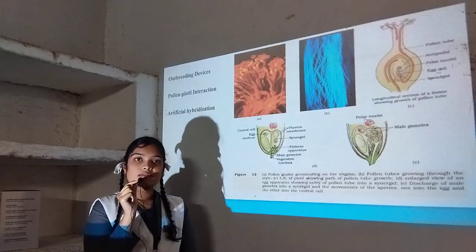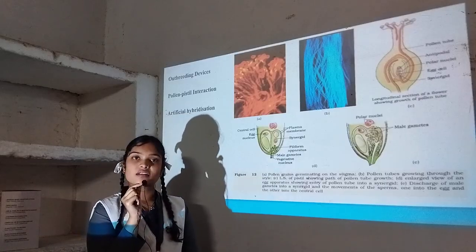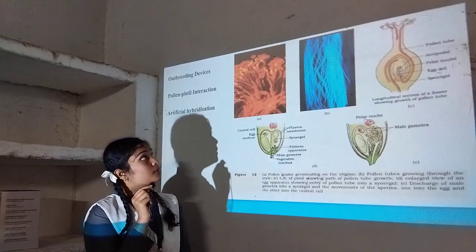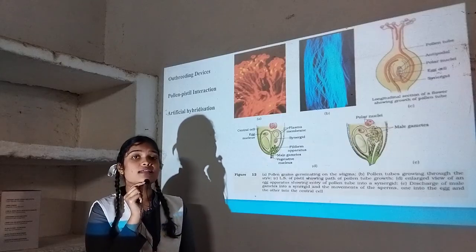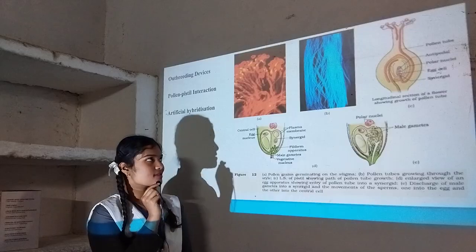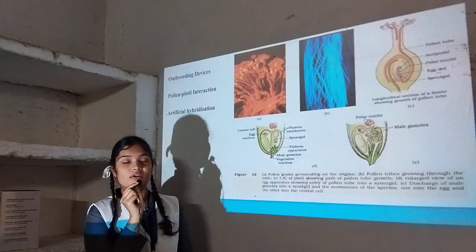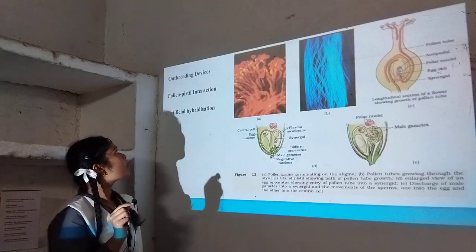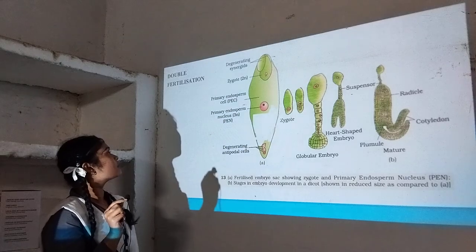Then when the pistil becomes mature, we rebag it and do its cross pollination with the desired pollen grain to get the good crop, and this is known as the artificial hybridization.